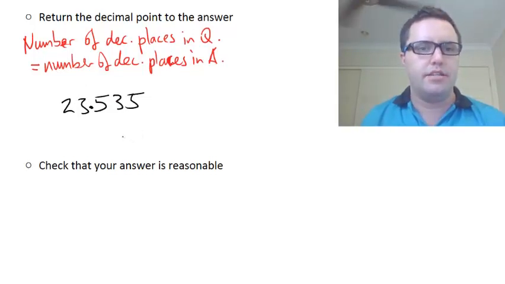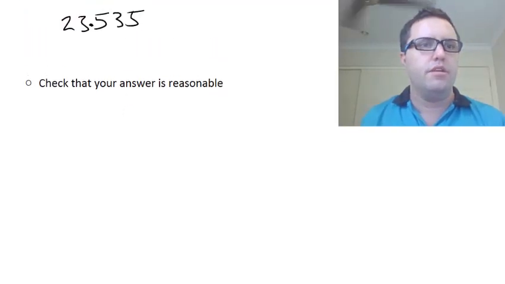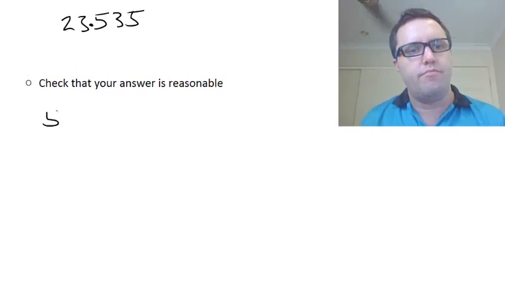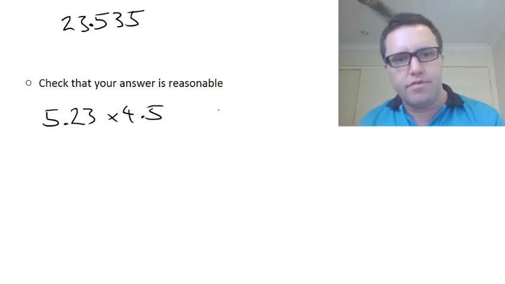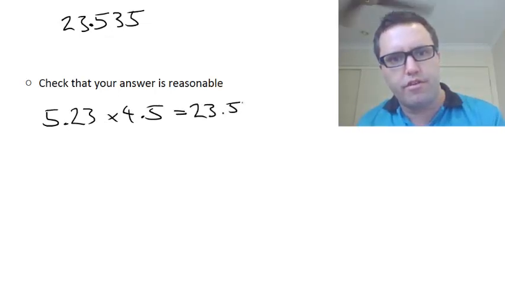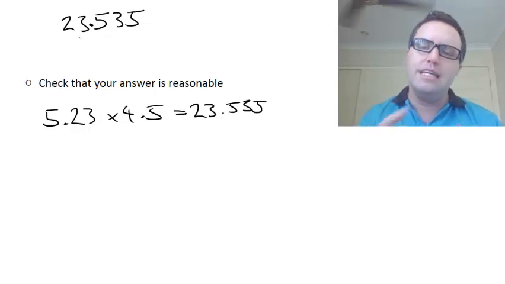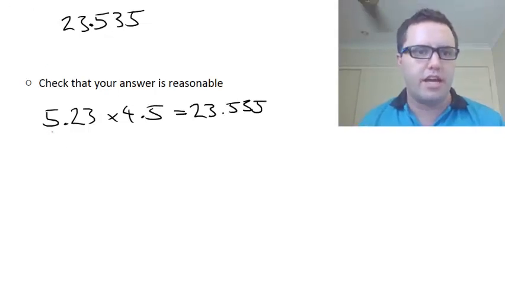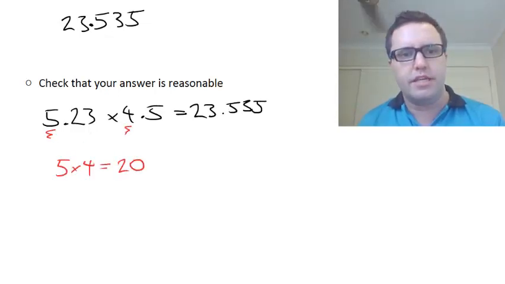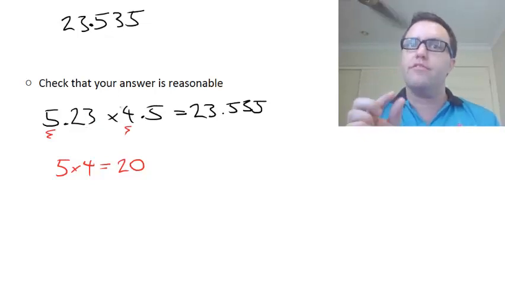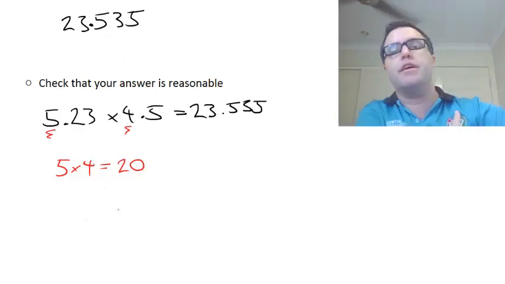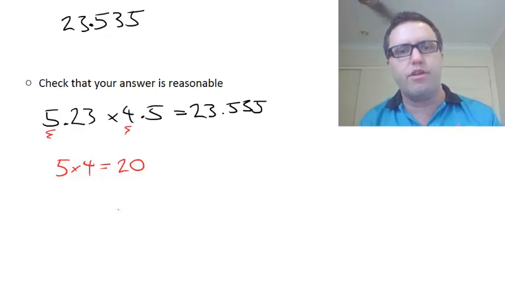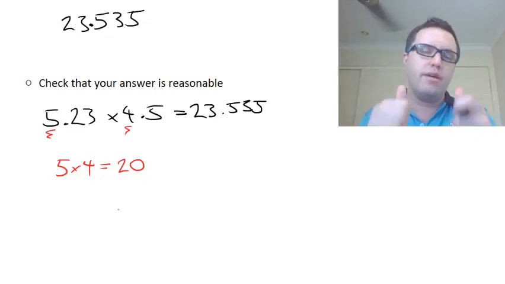Let's check that our answer is reasonable. So we had at the start 5.23 times 4.5. We've said that that's going to be equal to 23.535. Let's think to ourselves, is it reasonable? Well, here's one way to check. We've got a 5 here and a 4 here, and we know that 5 times 4 is equal to 20. So if I've got two numbers that are a little bit bigger than 5 and a little bit bigger than 4, then I should expect my answer to be a little bit bigger than 20. What do we get? 23.535. That's a little bit bigger than 20, so our answer is probably correct.